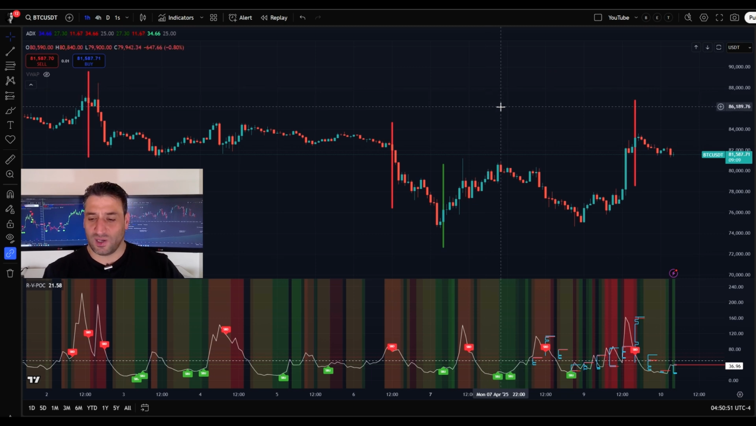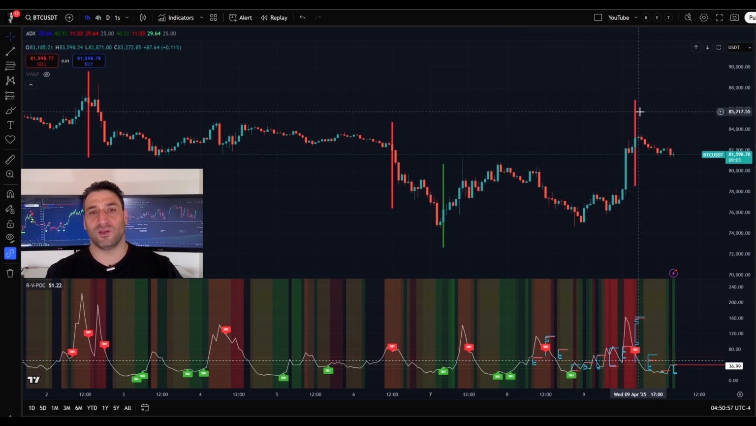Alright, so that's it, traders. My RSI VWAP POC indicator is now live and free on TradingView. Go add it to your chart and start spotting those high probability trades.